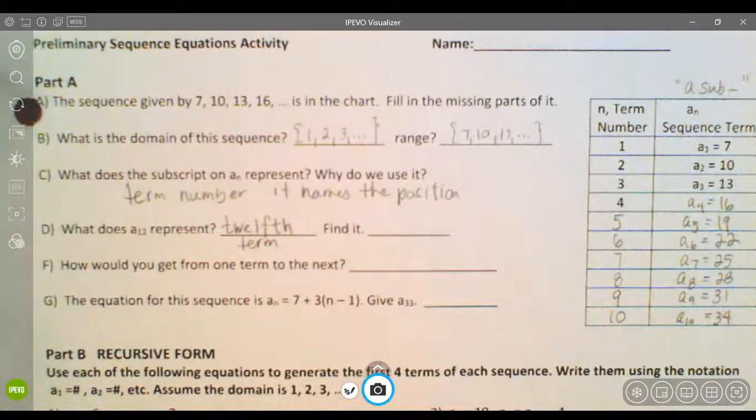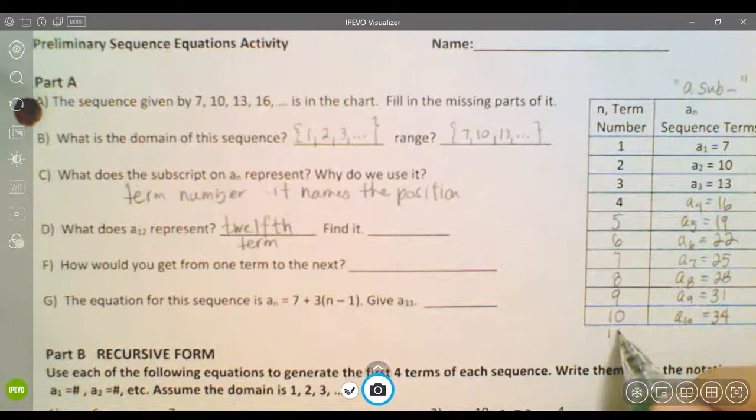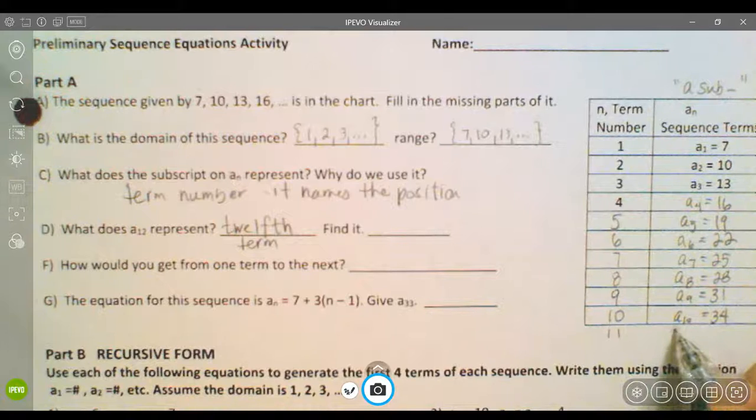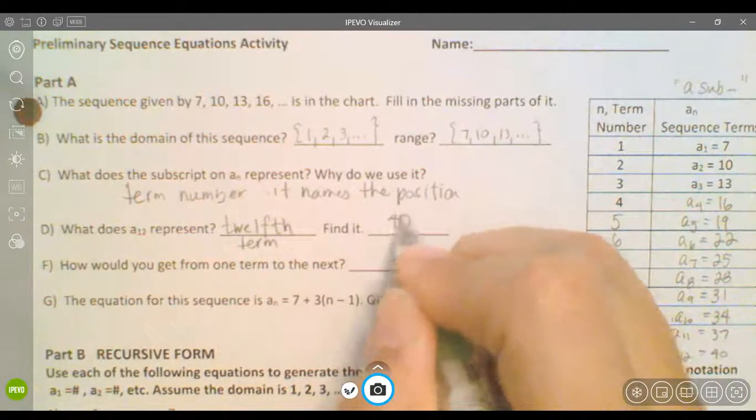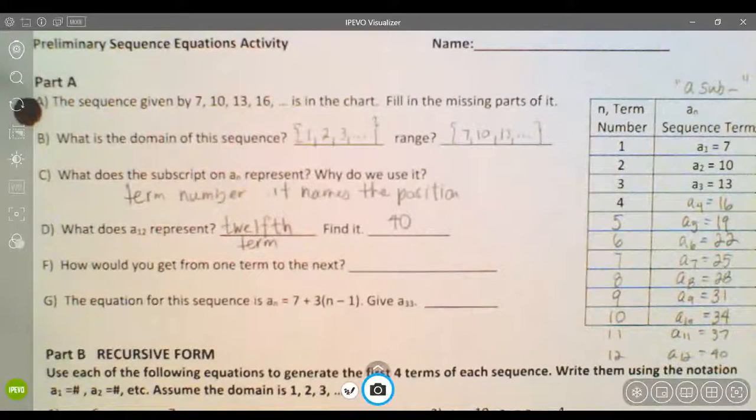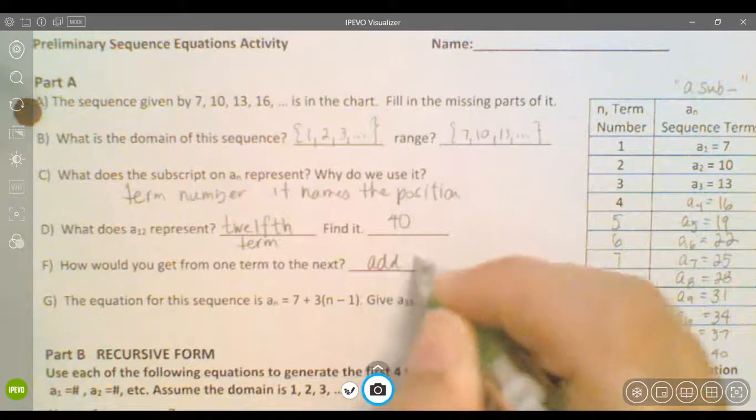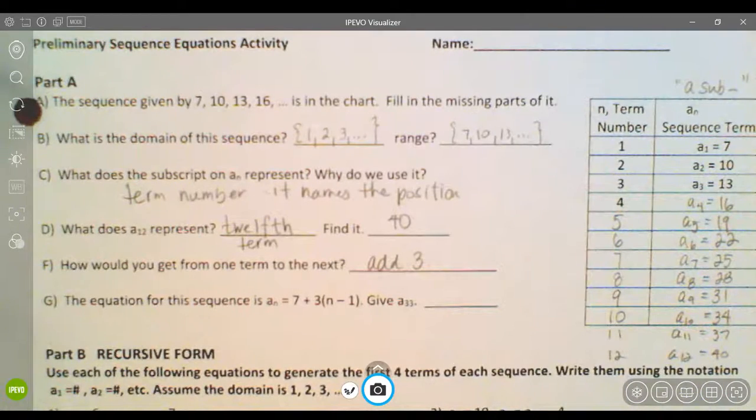And what is it? Well, check this out. We'll just continue this table. A sub 11 is 37. And so a sub 12 is 40. How would you get from one term to the next? Well, what have we been doing all this time? We've been adding 3. Nice.